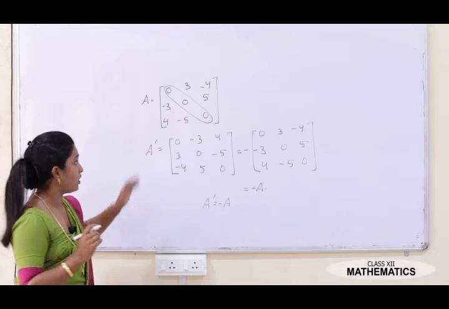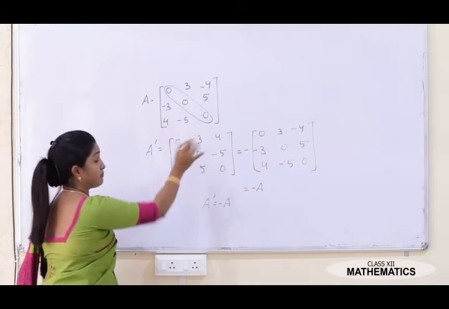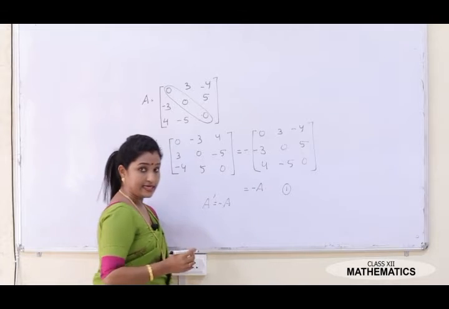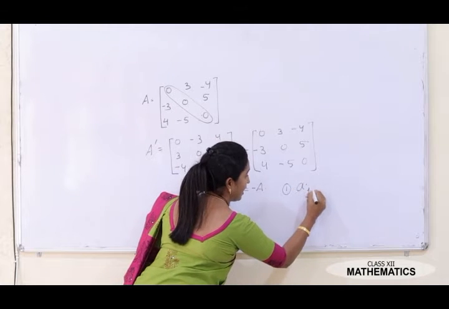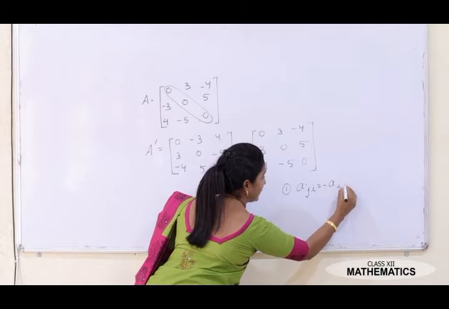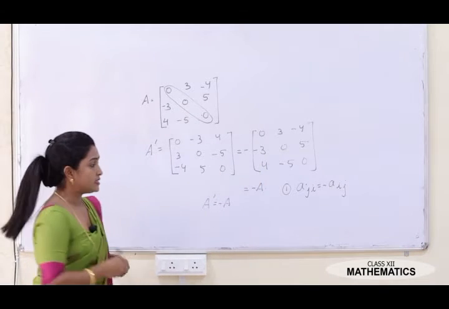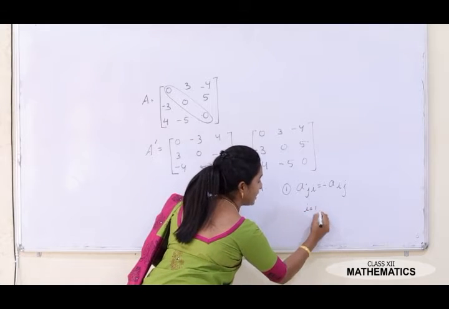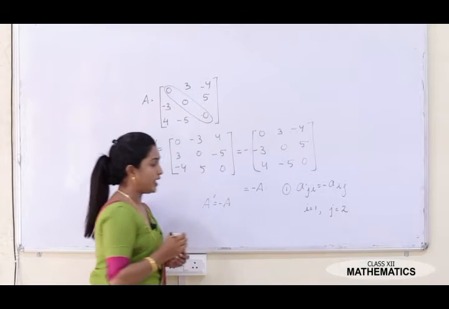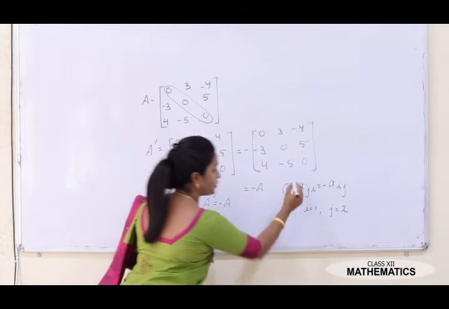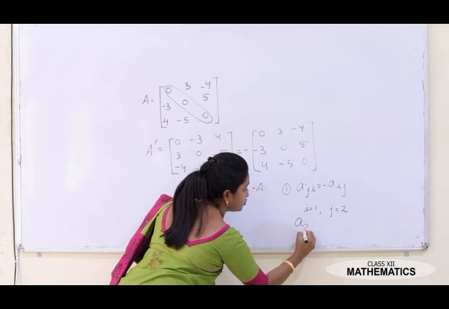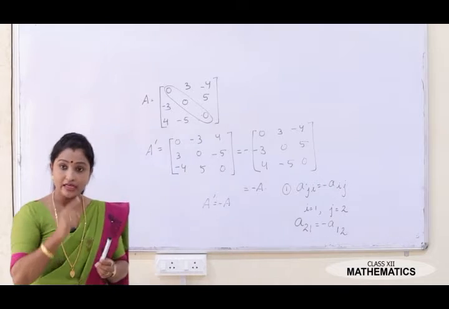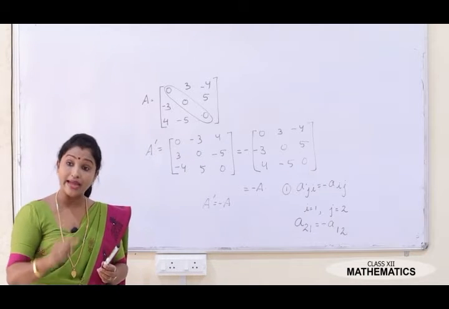Now why is it so? Because a skew symmetric matrix has two very important properties. What is the first property? The first property is Aji should be equal to minus Aij. What is the meaning of this? Suppose you take i to be 1 and j to be 2. When you take i as 1 and j as 2, what are you going to get? You will be getting A21 is equal to minus A12. That means A21 is equal to minus of A12.